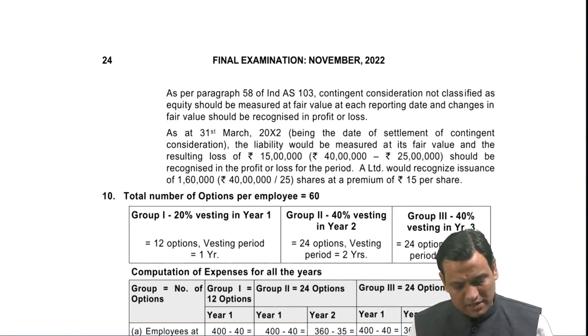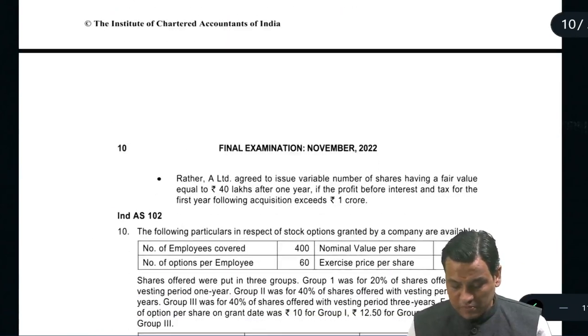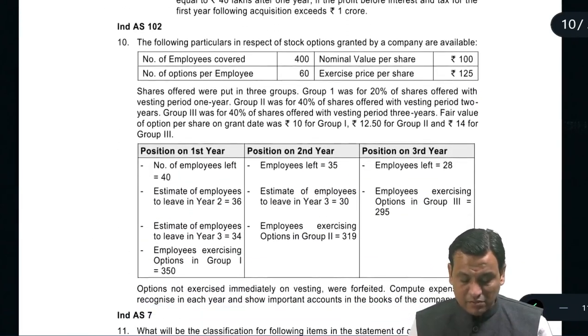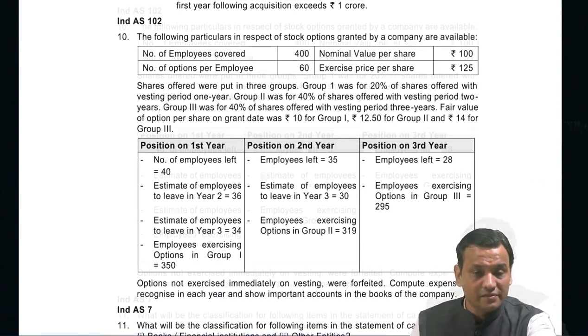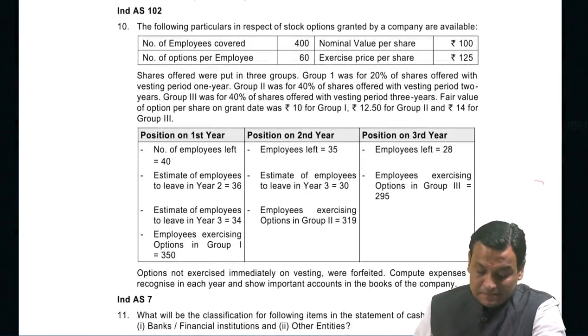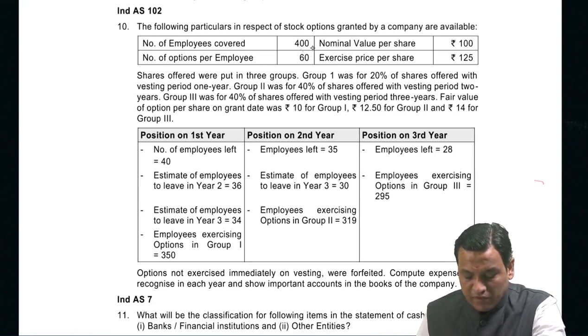Okay. So, the same question was there in our textbook also, 103. So, there is no need to spend more time on it. Now, this is nothing but graded vesting. Ind AS 102, graded vesting is there. We have graded vesting. The following particulars in respect of stock option granted by a company are available. Number of employees 400, number of options 60.